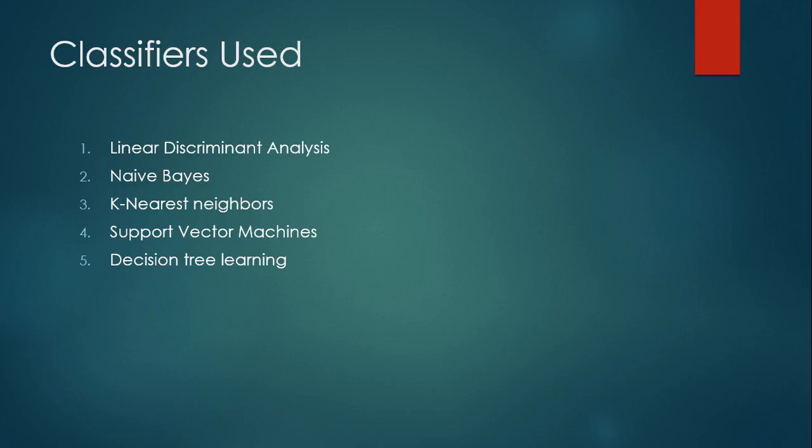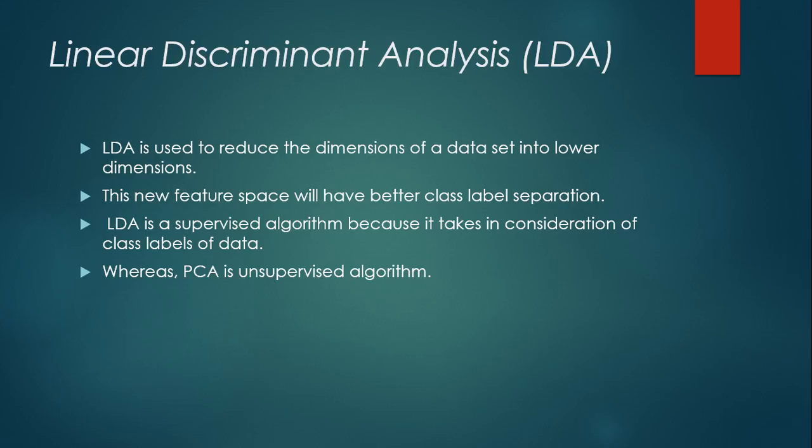I have used these 5 classifiers: LDA, naive Bayes, KNN, SVM, and decision tree learning for the purpose of gender classification. I have done gender classification for each of these classifiers, then I've compared the results. I'll show you in the results and analysis section later on.